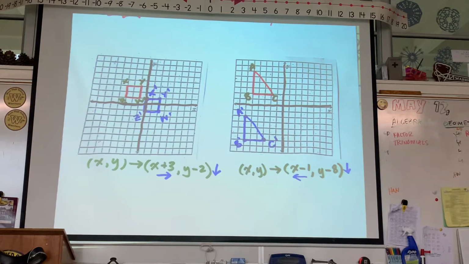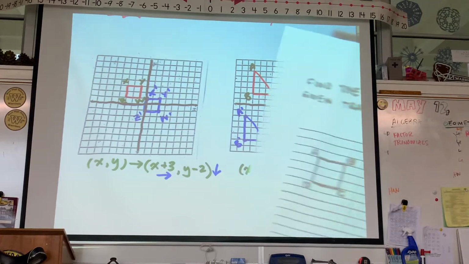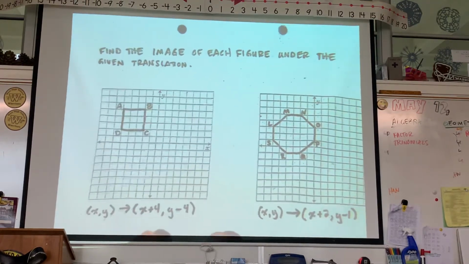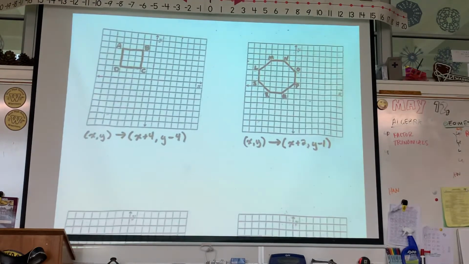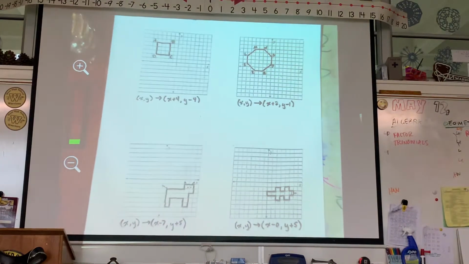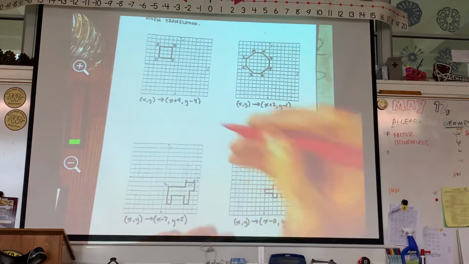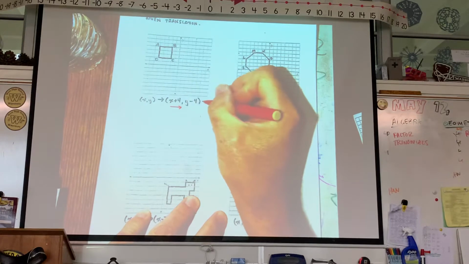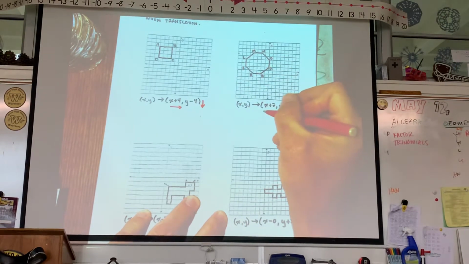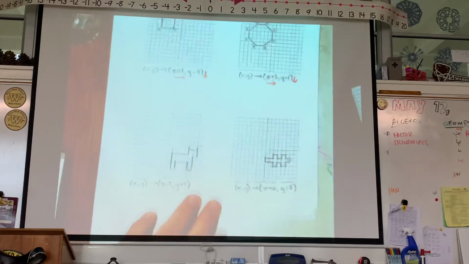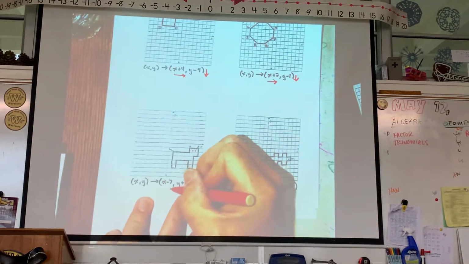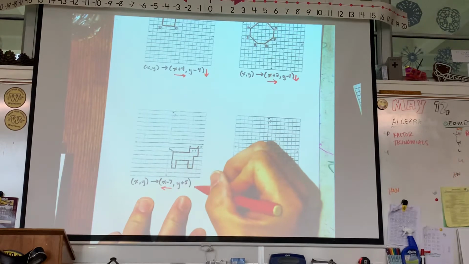This is going to be on your homework. You are going to translate these 4 figures using these rules. And if you want a little cheat code, I will provide that to you. Look, we got a cat and a lizard over there. I'll give you these directions. That would be right. That would be down. That would be right. That would be down. For the cat, this would be left, and this would be up.